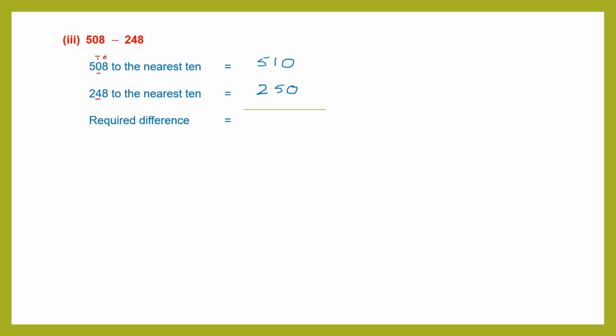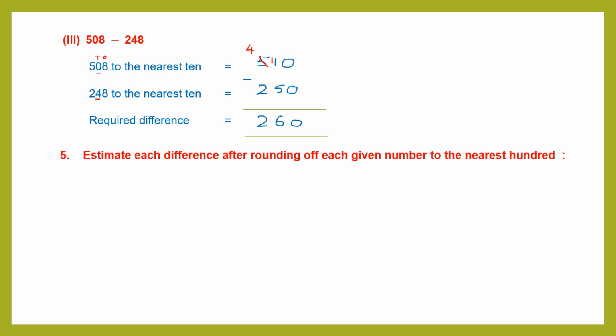To find the required difference, we have to subtract these two numbers. So let's subtract. So 0 minus 0, we have 0. Now 1 minus 5 you can't do, you need to borrow. So this becomes 4 and this becomes 11. 11 minus 5 is 6 and 4 minus 2 is 2. So the required difference is 260.